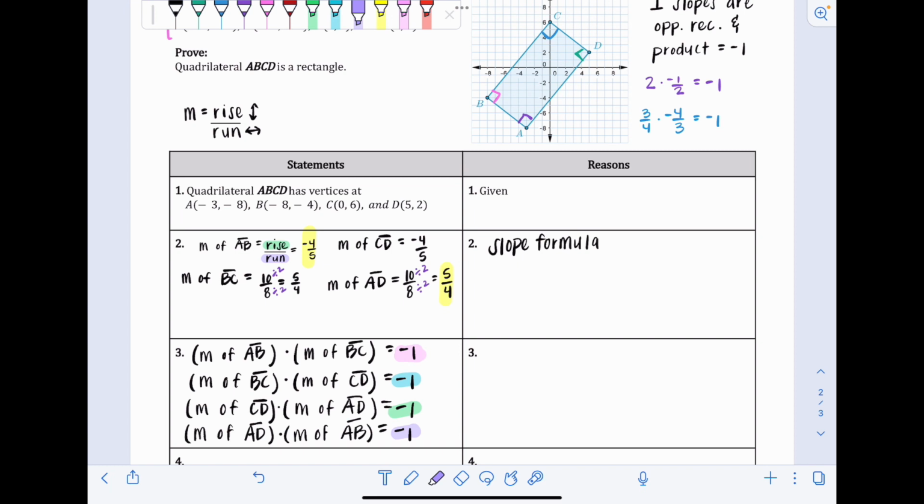Okay, so we have shown that all 4 segments are perpendicular because their slopes have a product of -1.